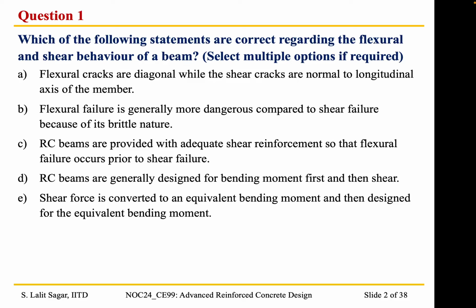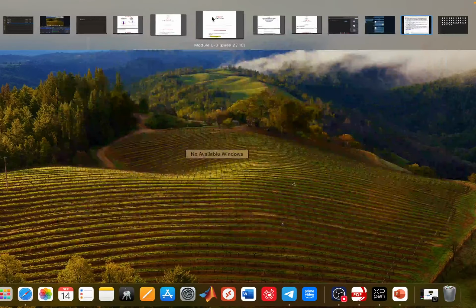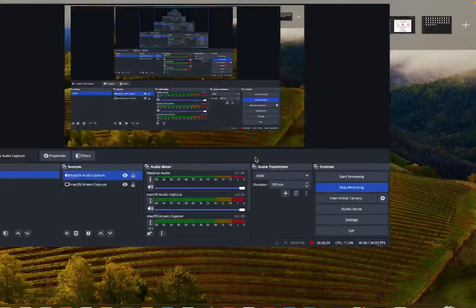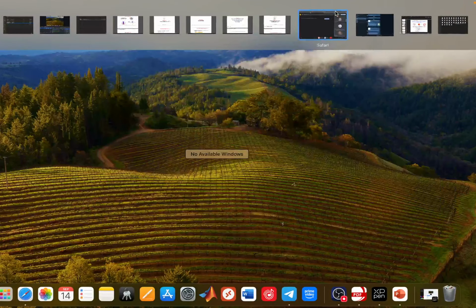Options C and D. Is that what you said? Yes, sir. Okay, so I think we can look at the answer. As you mentioned, it's absolutely correct. Options C and D are the right options.